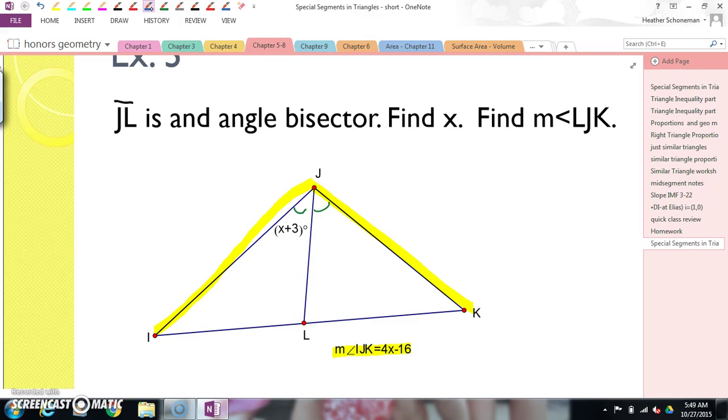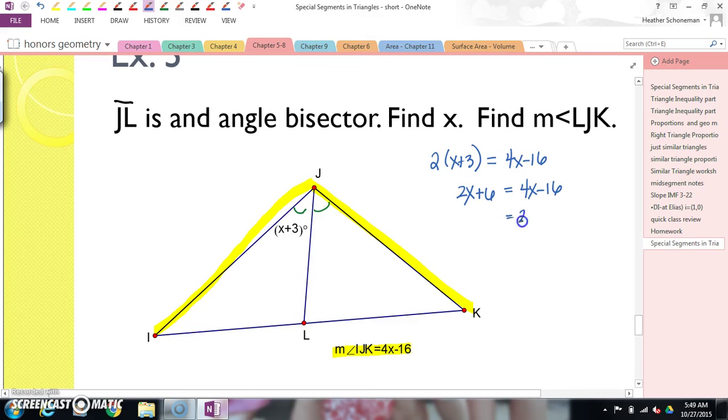So they've given us half, and they've given us the whole. To make the half equal to the whole, we have to double it. So I'm going to say 2 times x plus 3, because 2 halves make a whole, equals 4x minus 16. So we get 2x plus 6 equals 4x minus 16. So we get 2x, and then add the 16, and we get 22. So x comes out to be 11.